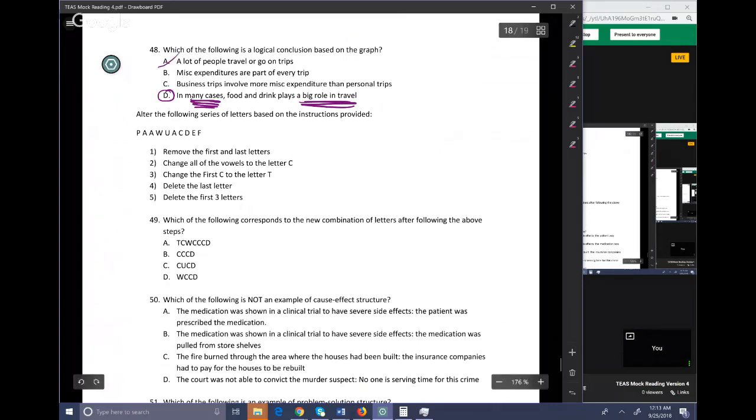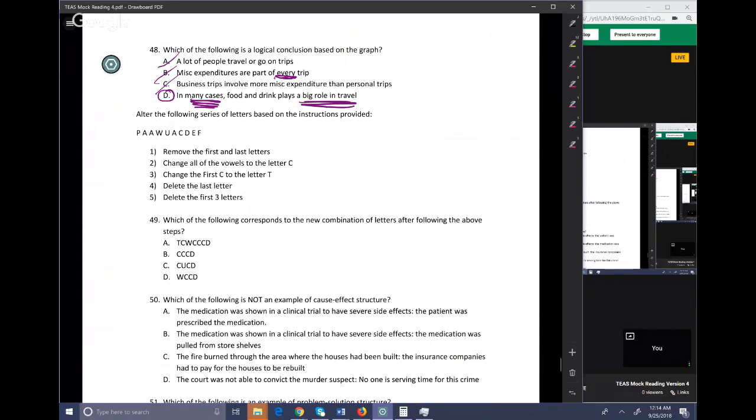Miscellaneous being part of every trip is, again, not something that we can say. Every is a very dangerous word. Always and never are things we like to avoid. Business trips involve more miscellaneous than personal is, again, something we have no idea about.